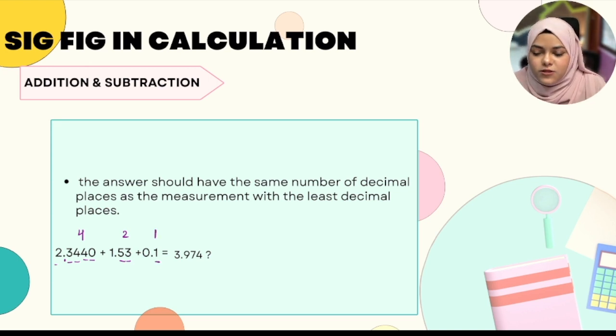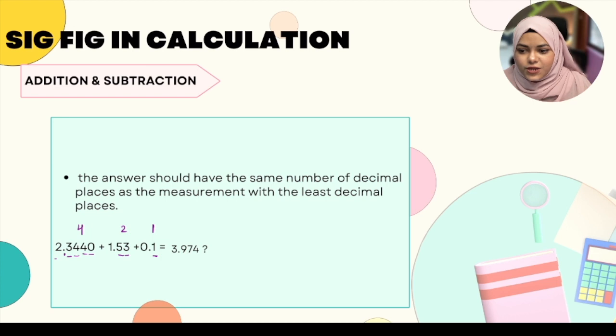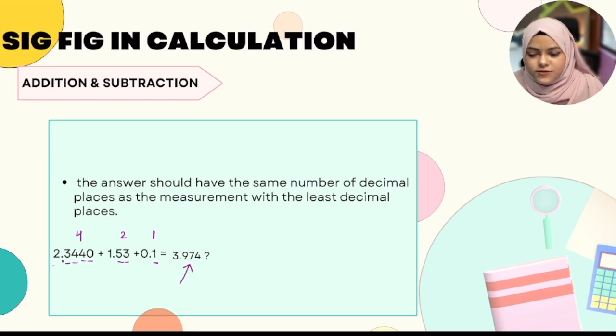When we add all these numbers, we're going to get 3.974 in our calculator. But what do we put as our final answer? Our final answer will have 1 decimal place because in addition or subtraction, we look at the decimal places. So the final answer will be... we're supposed to stop here, right? Because that is 1 decimal place, until the 9.